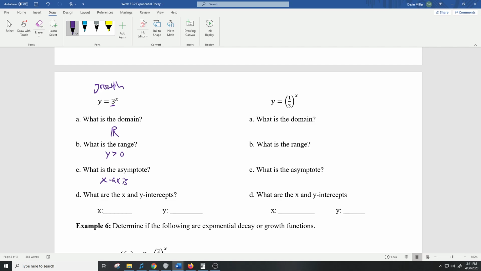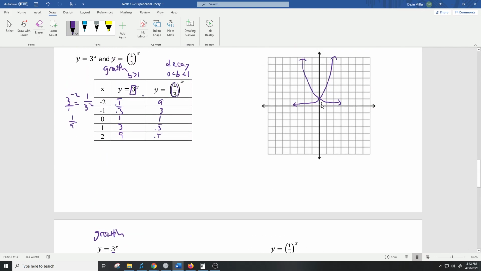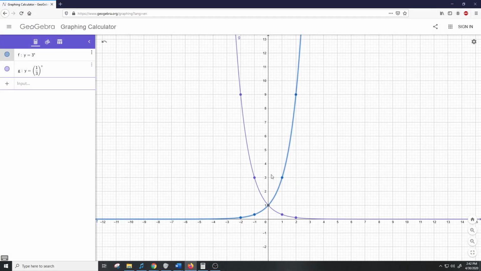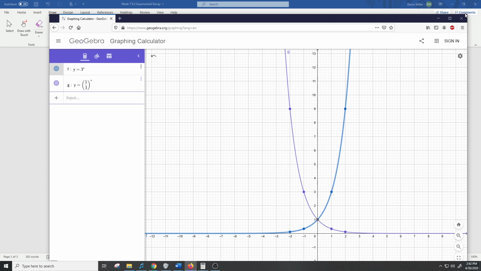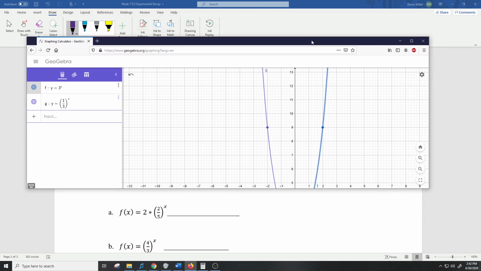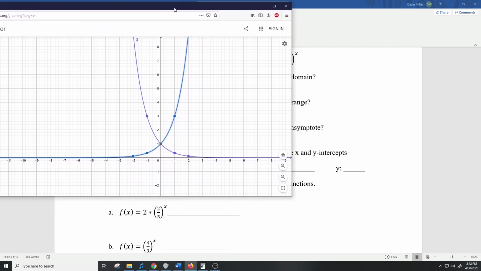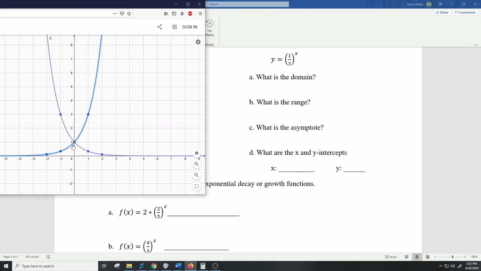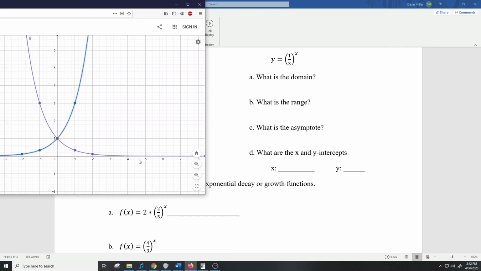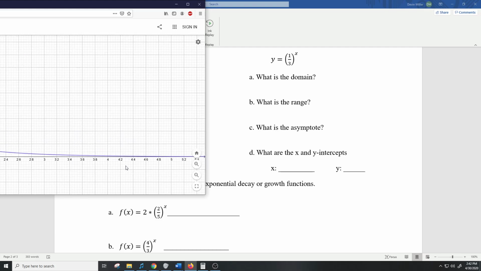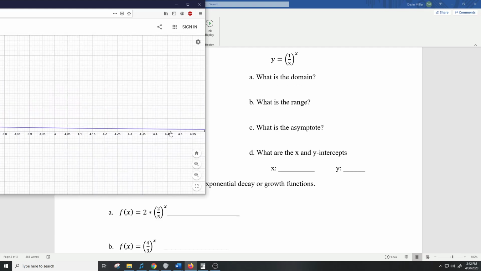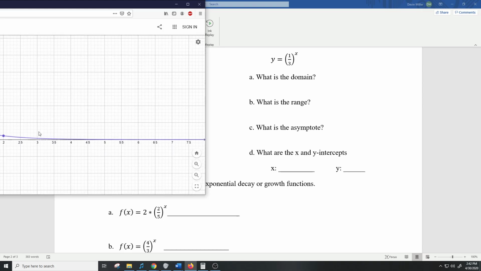What are the x and y-intercepts? Well, the x-intercept, there isn't one because it doesn't touch the x-axis, so none. And then the y-intercept, we just talked about that on the graph. It crosses at 1. It is not going to touch the x-axis. It looks like it does, but you can keep zooming in, and it actually doesn't. It keeps getting closer and closer, but never touches. It looks like it does when you zoom out, though.